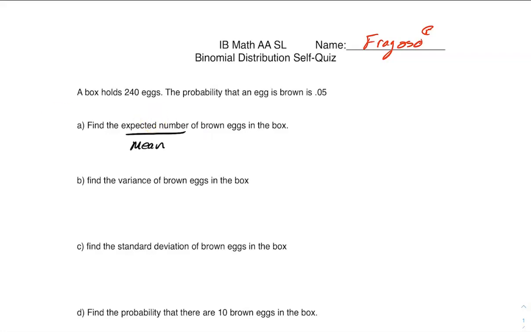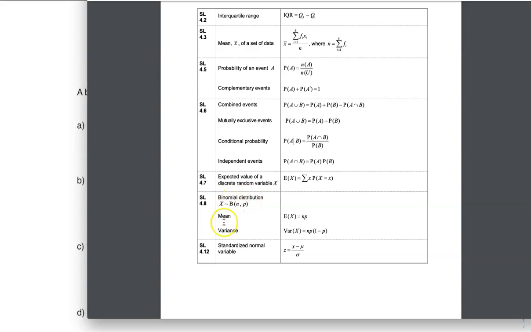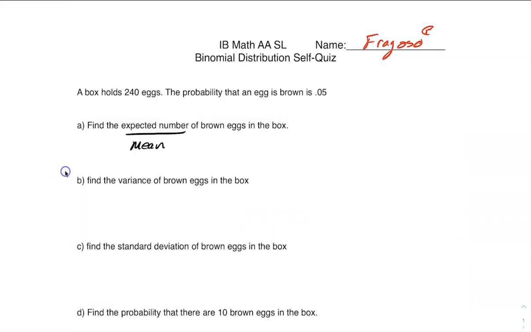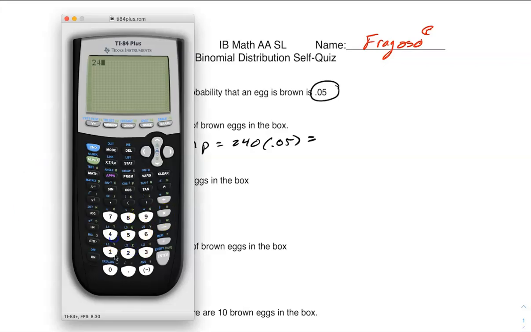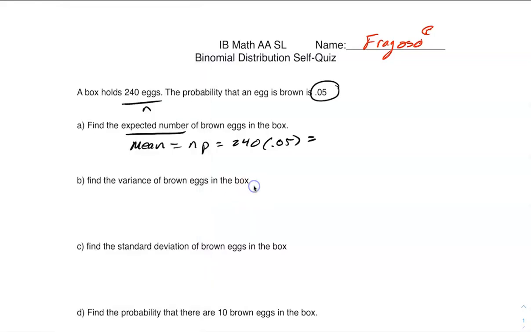If we look at our formula sheet, under binomial, the mean or expected value is n times p. So we're just going to do n times p. My n is right here, 240. My p is right there. So multiply them together, we get our answer. So 12.